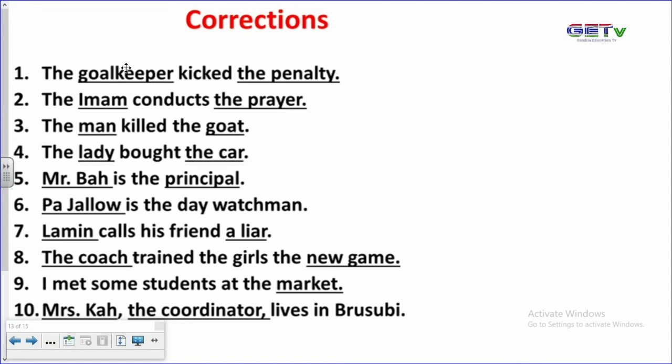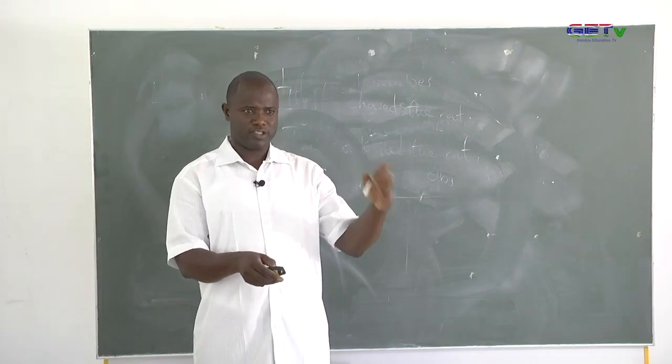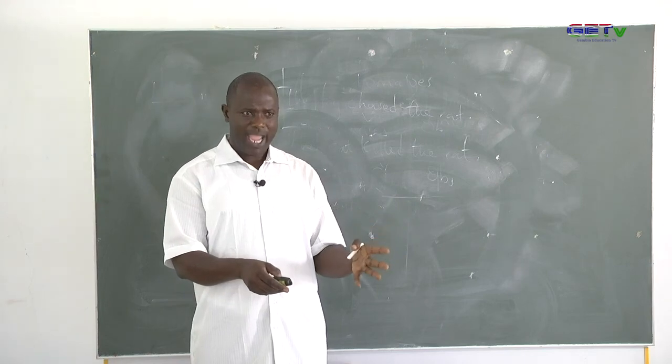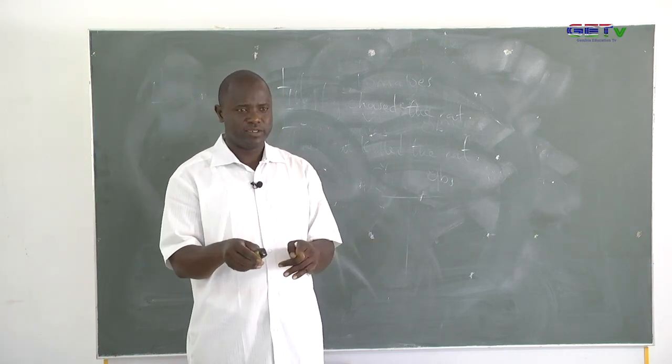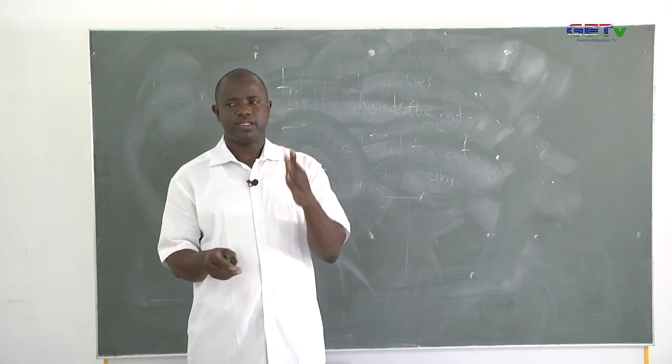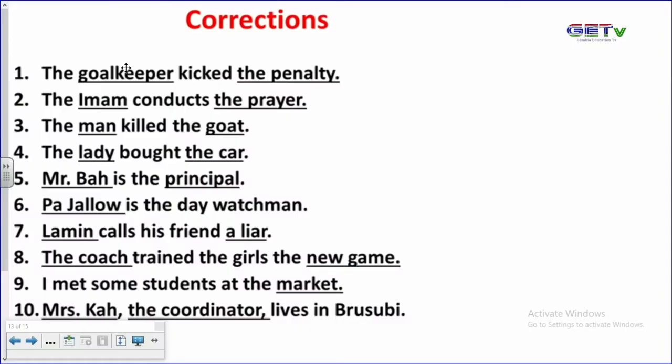So we move on. Number 3, the man killed the goat. Again here, the man is underlined and identified as a noun. What is the function? It's a subject. Why? Because it does an action. What is the action? He killed. What did the man kill? The goat. Therefore, the goat becomes the object of the verb because it suffers the action of the killing.